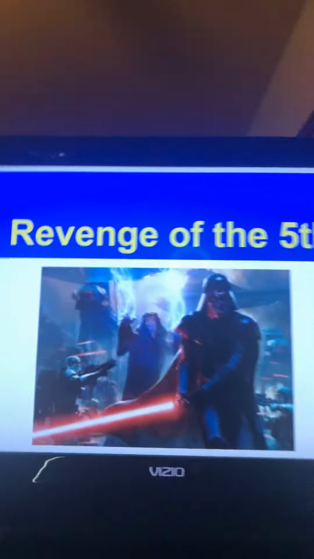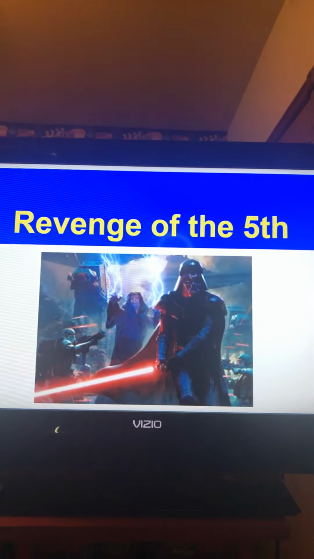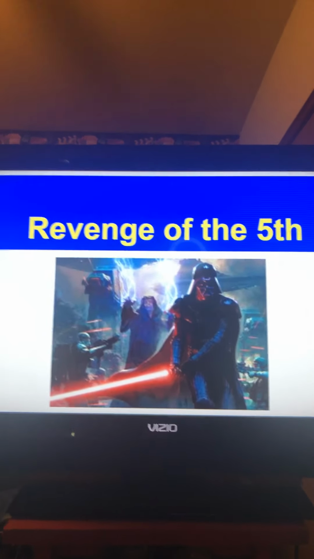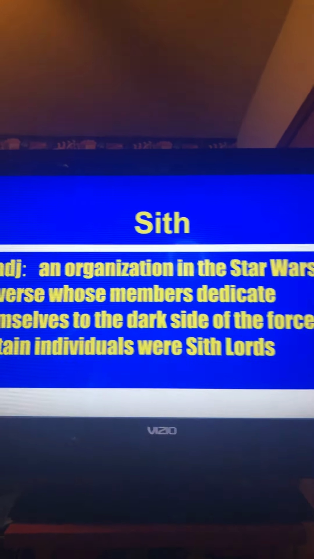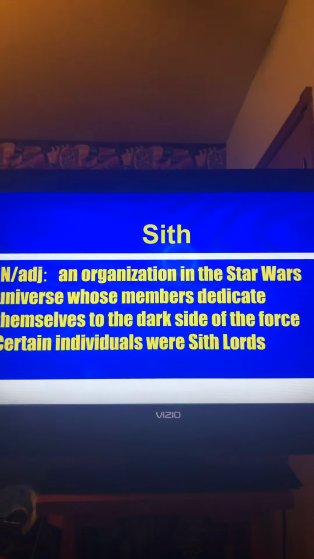All right, so today we are going to be discussing Revenge of the Fifth. That is another play on words for Revenge of the Sith. So let's go ahead and look at our screen that we have available. Revenge of the Fifth. That is today, May the 5th. Let's look at our word for the day, which is Sith.